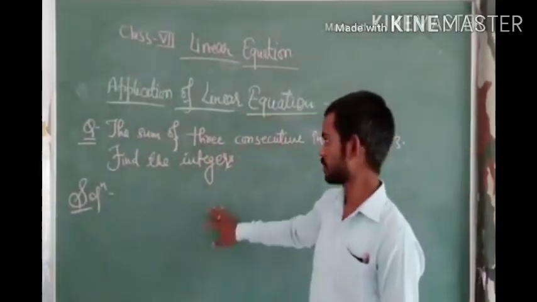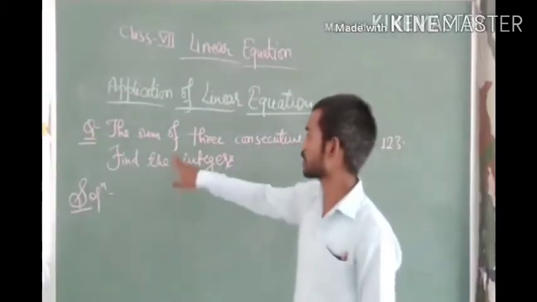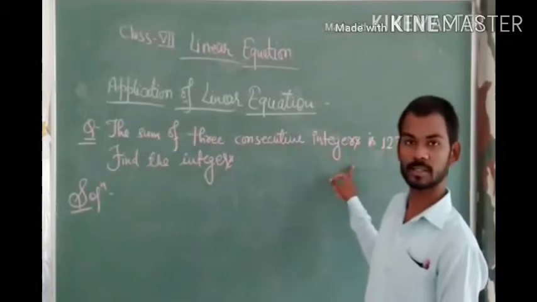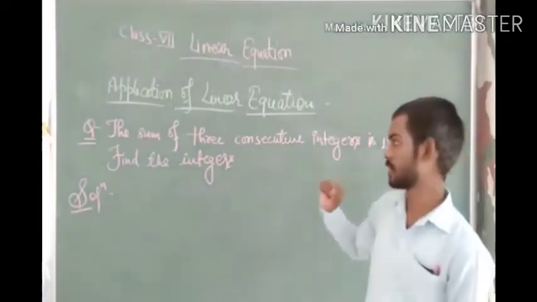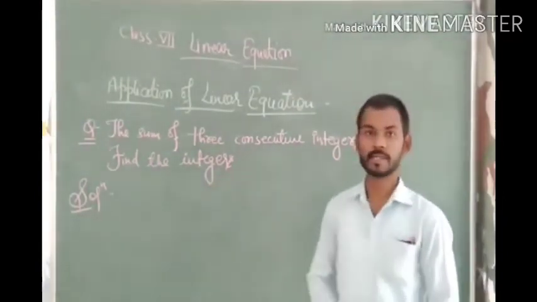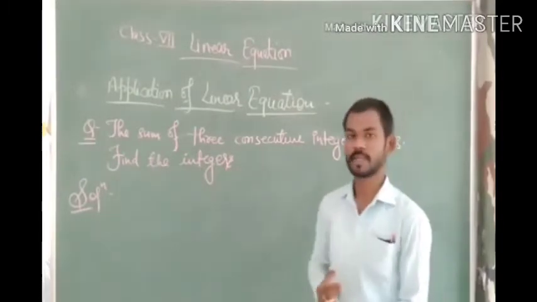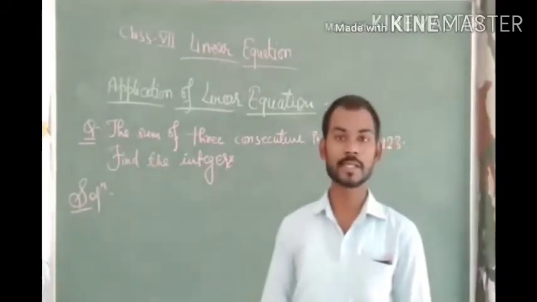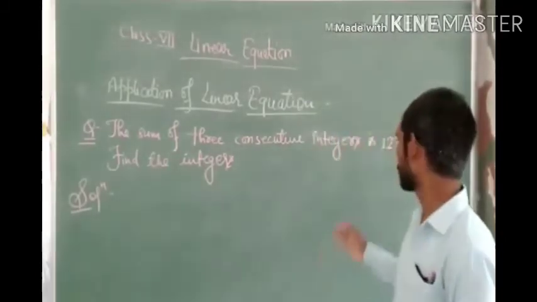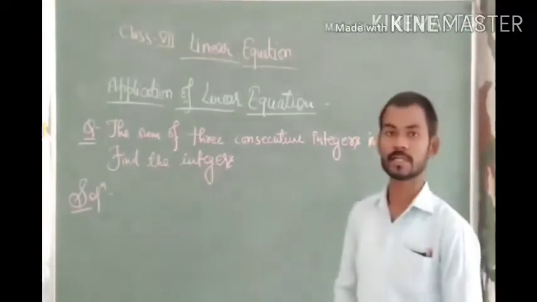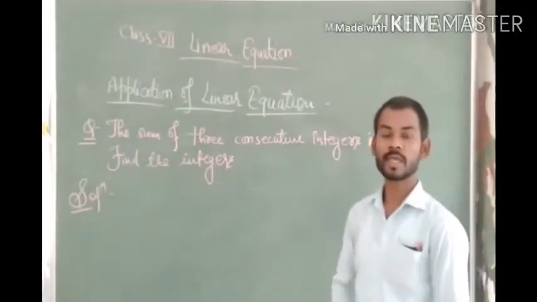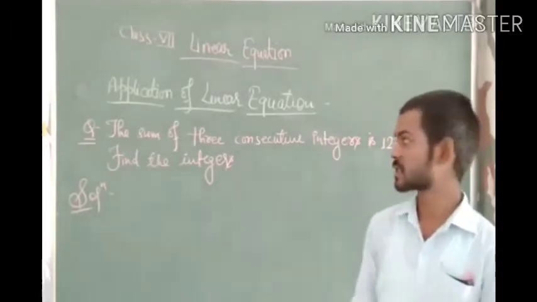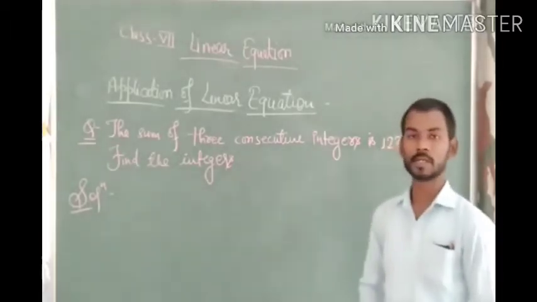Okay, the question is given here. The sum of three consecutive integers is 123. Find the integers. The question is very simple. The sum of three consecutive integers is 123. Then find the integers. Here we have to find three integers for which the sum is 123.